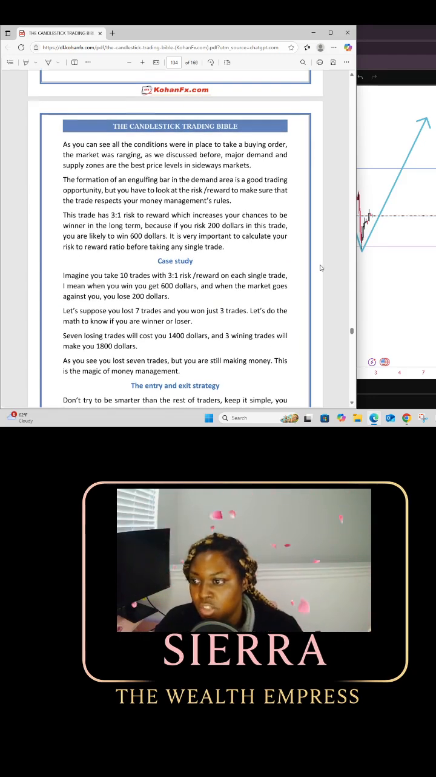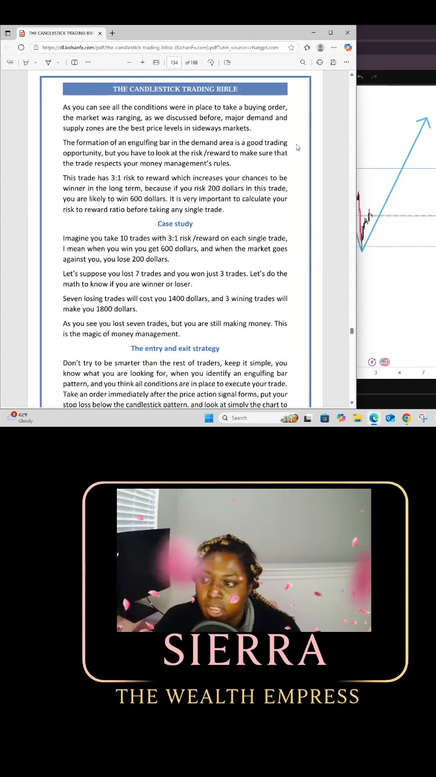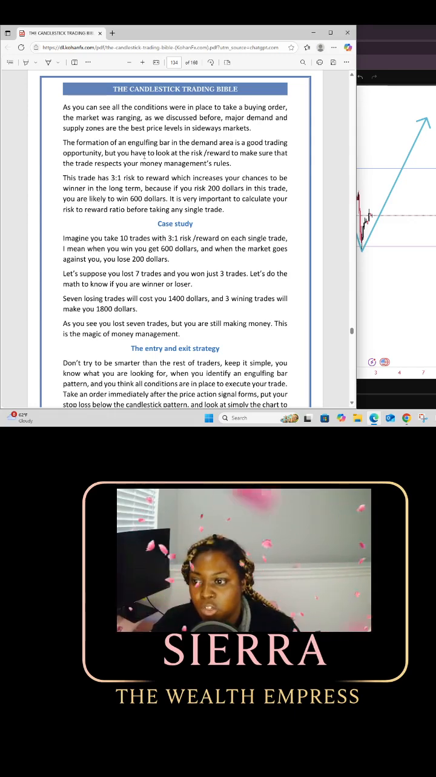All right, so it says, as you can see, all the conditions were in place to take a buying order. The market was ranging, as we discussed before. Major demand and supply zones are the best price levels in sideways market. Remember, we're not going to trade in sideways market, especially as a beginner. Wait for the market to trend or wait for the market to break out of the consolidation. The formation of an engulfing bar in the demand area is a good trading opportunity, but you have to look at the risk to reward to make sure that the trade respects your money management rules.